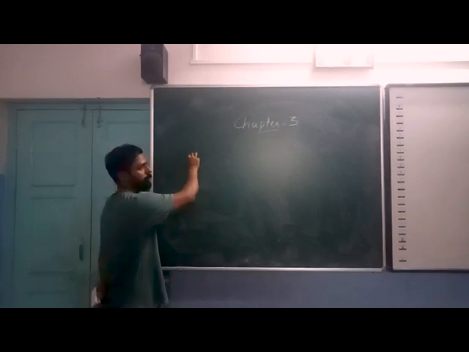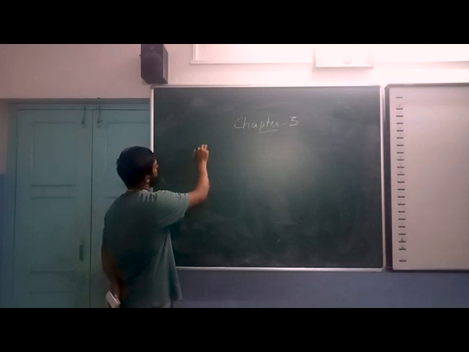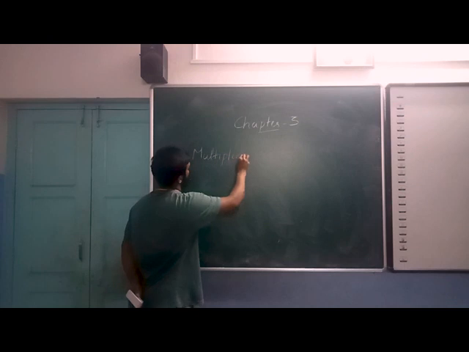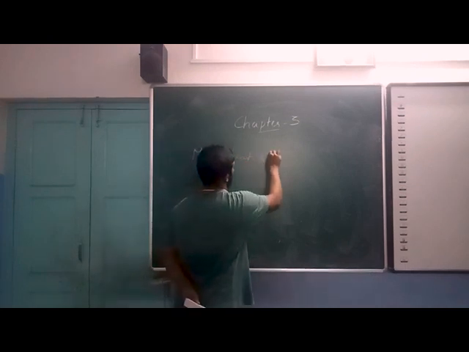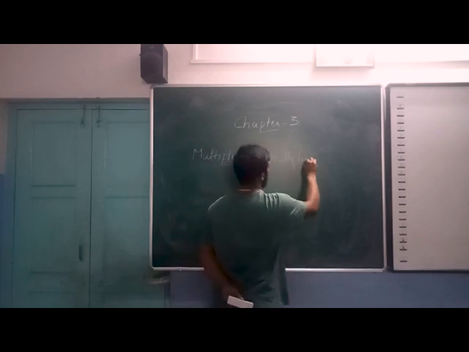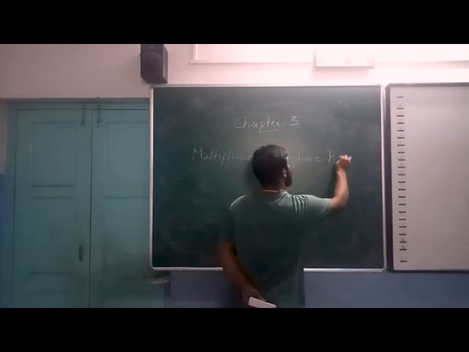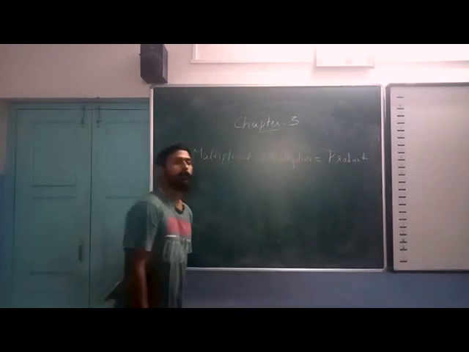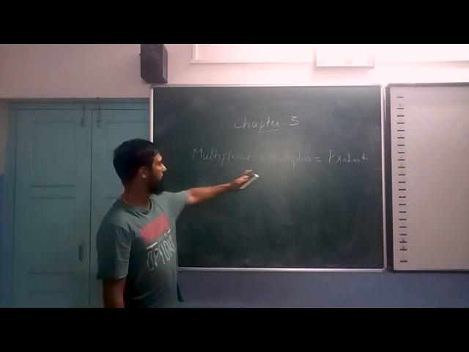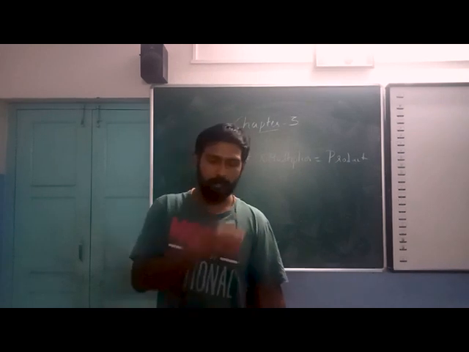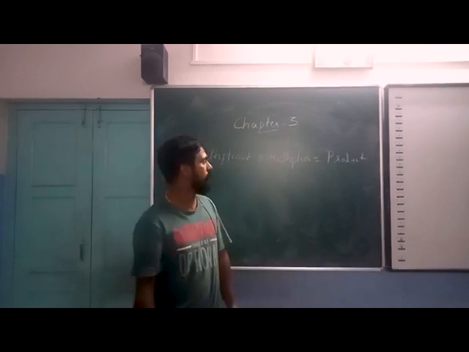What are the three names familiar with multiplication? That is the multiplicand into multiplier is equal to product. So first of all you have to remember that multiplicand into multiplier is equal to product. That is the basic idea of multiplication.